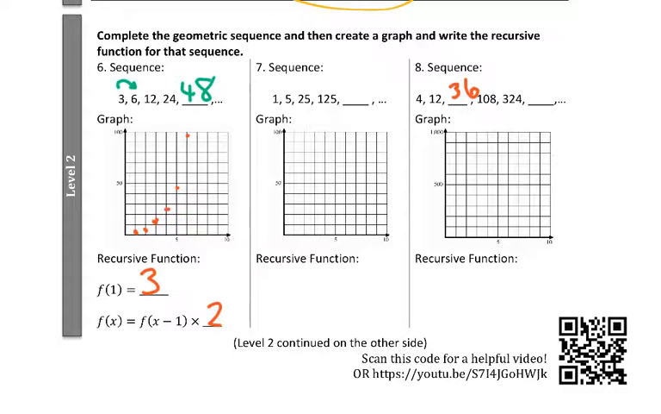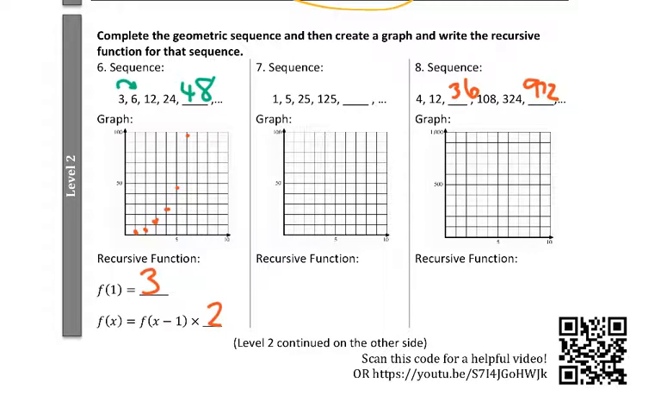Times 3 again. Oh, I don't have my calculator with me. Hold on, I'll get it. One second, don't yell at me. 3 times 324 equals 972. I was close.